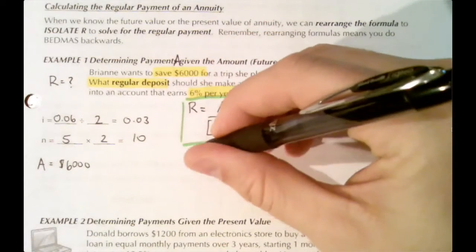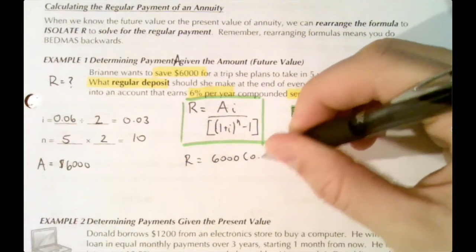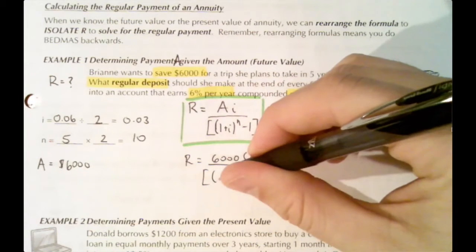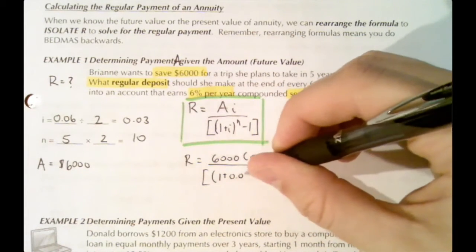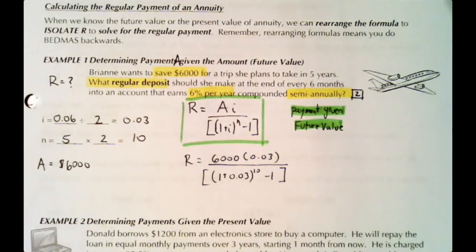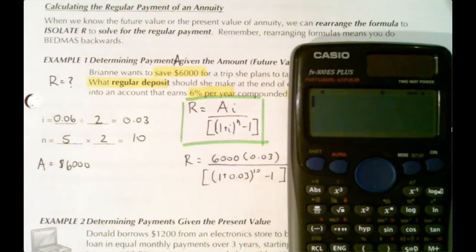So let's do it. R is equal to 6,000 times 0.03 divided by bracket 1 plus 0.03 to the exponent 10 minus 1, close bracket. Now this is the trickiest one to type directly in your calculator, but I'm pretty sure if you just type it in as it's written, even if you don't have a nice fractions button like I do on my calculator, it will still work out.